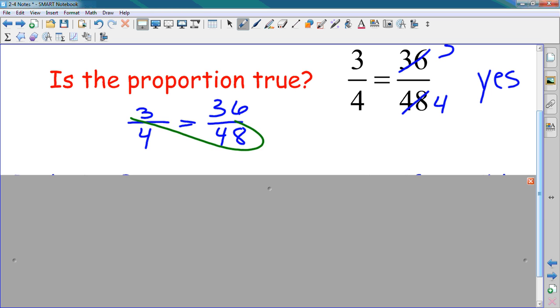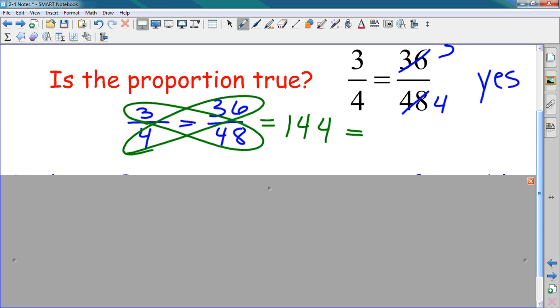Well, what's another way to find out if 3/4 is equal to 36/48? You can cross multiply. 3 times 48 is 144. And 4 times 36 is equal to 144. So they both equal 144, so we can cross multiply, and if they're equal, then we know that the proportion is true.